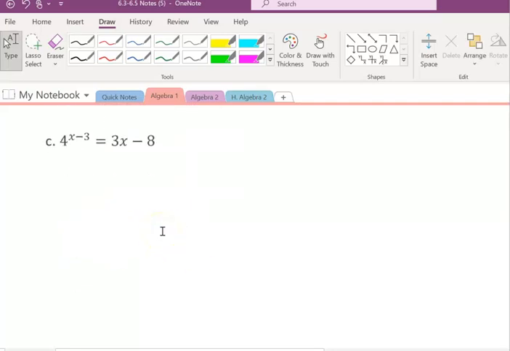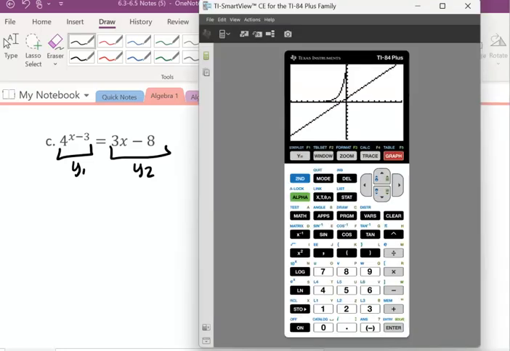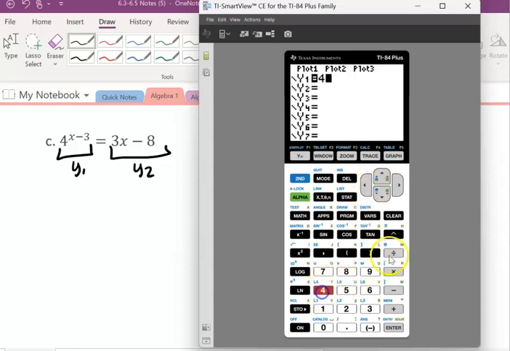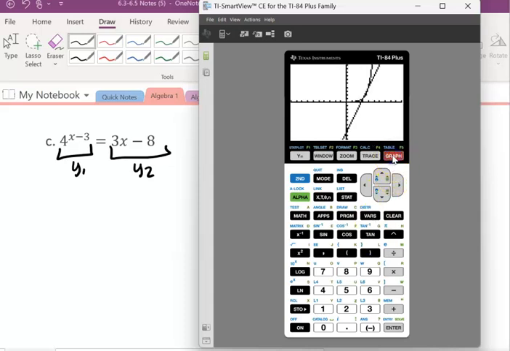All right, and last but not least, if we try C, if you need to try one more, we're going to go to y equals, clear out anything you have. The left side, 4 to the x minus 3, is y1. The right side, 3x minus 8, is y2. This is an exponential and a line. So let's see what they look like.